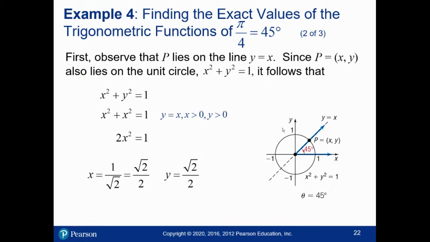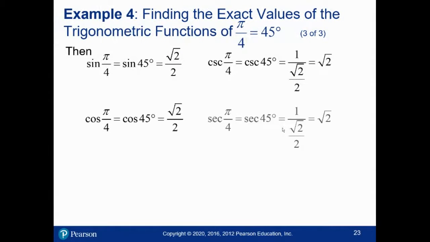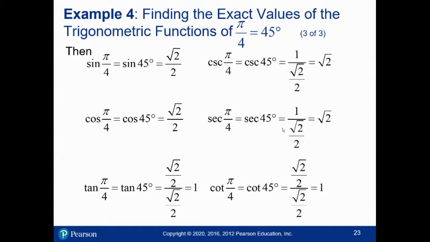Okay, so x and y are both root 2 over 2, from which we get the sine, the cosine, the cosecant, the secant, the tangent, the cotangent. And this is all the stuff we had just done on the previous slide. I'm going to take advantage of some empty space on this slide, however, to do it a different way.